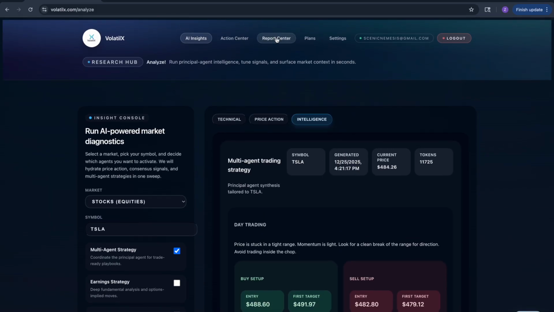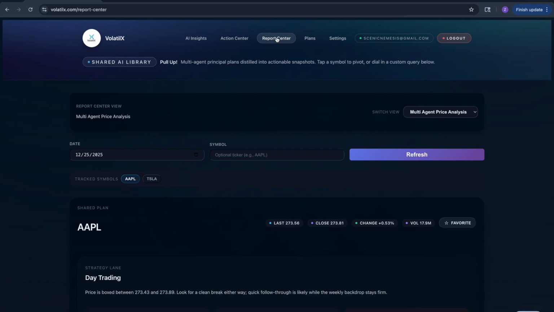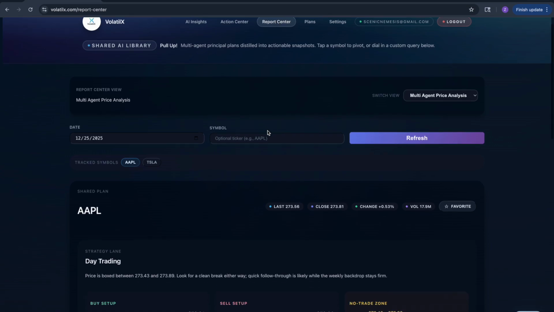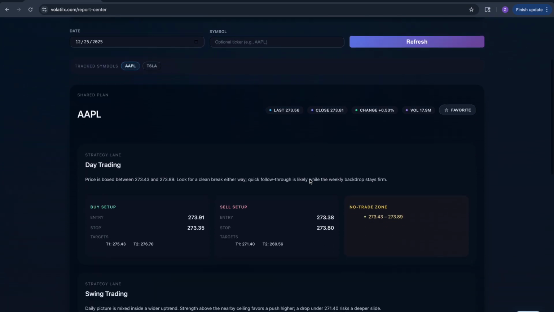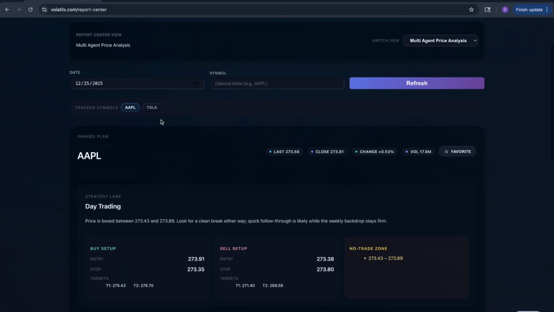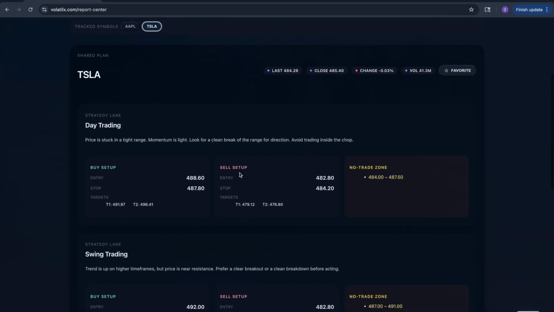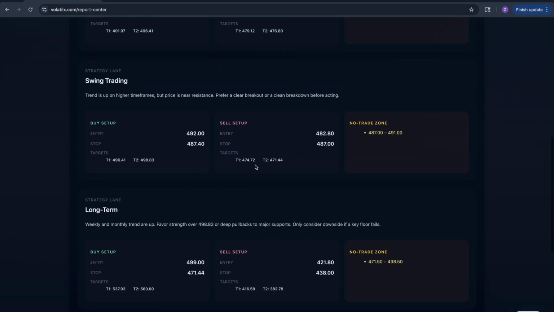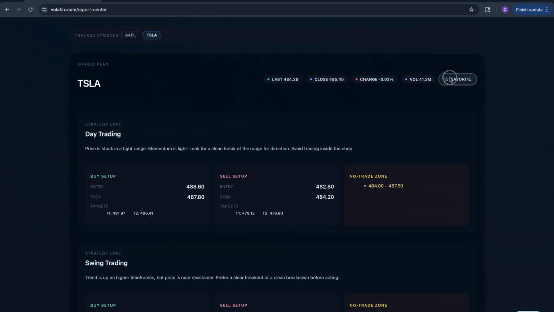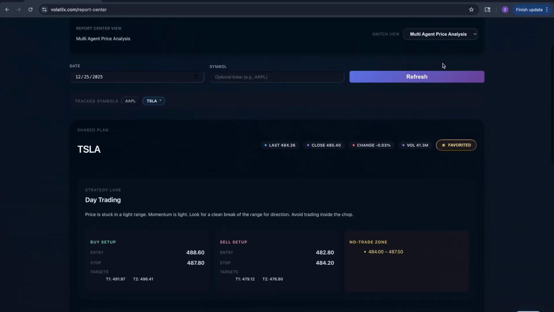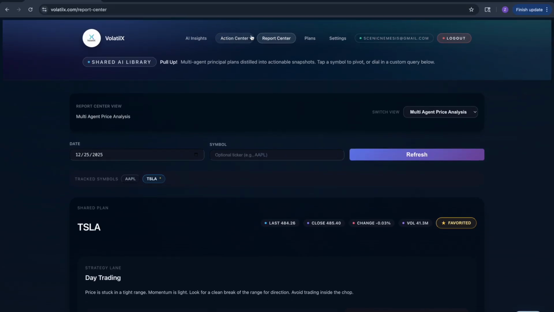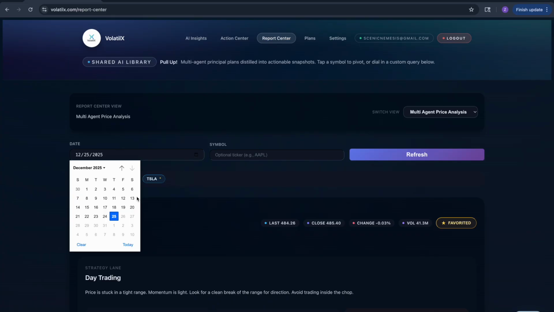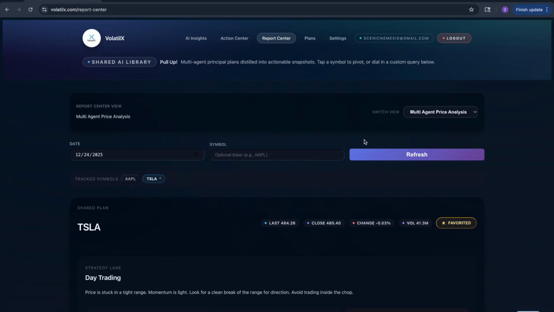Next, we head to the report center where we can access all of the previous reports that we have made within the AI Insights page and reference them as we need. On this page, we once again have the buy, sell, and no trade zones for day, swing, and long-term trading, and we can also favorite whichever one we want to keep track of in the Action Center. We can also access reports from previous dates with the calendar here.